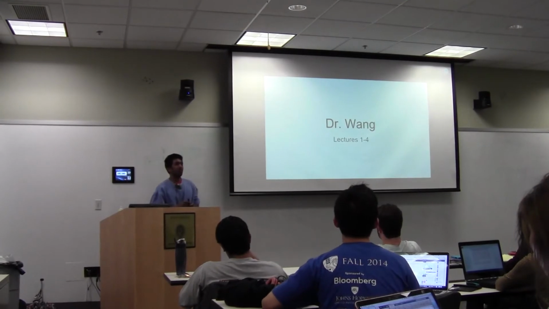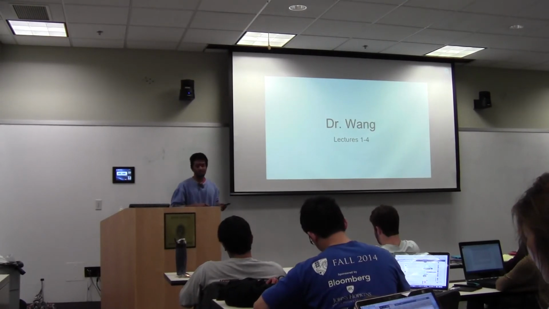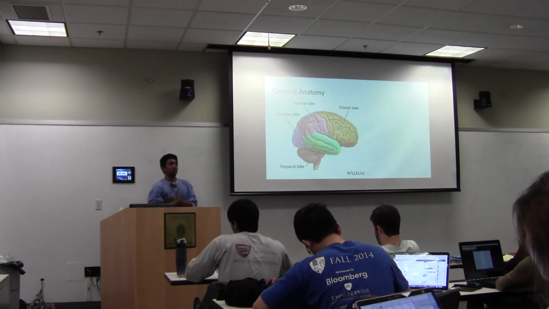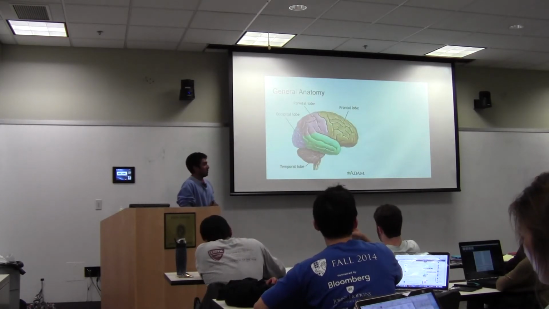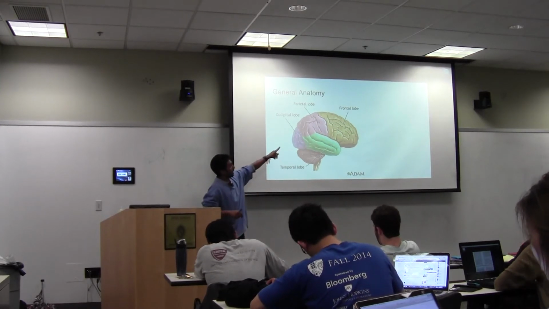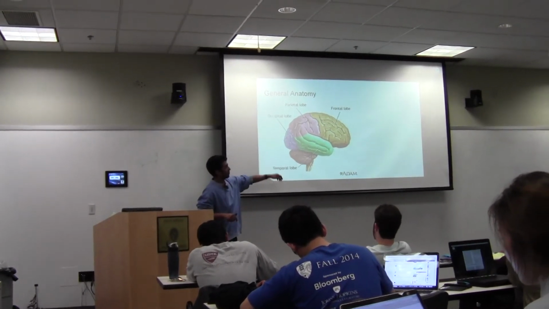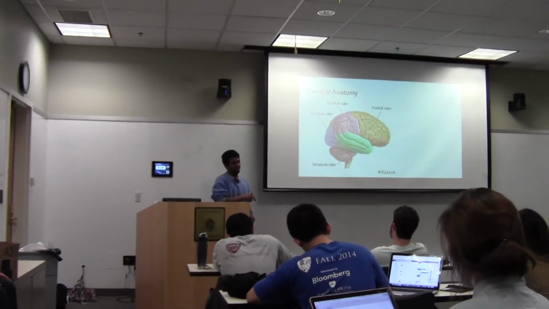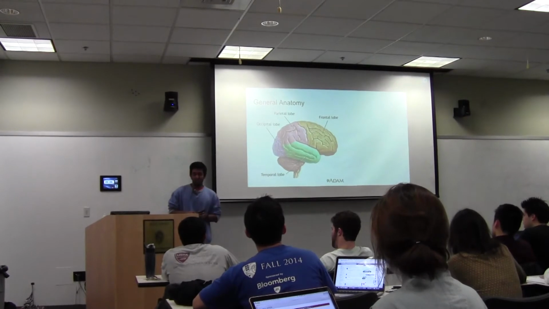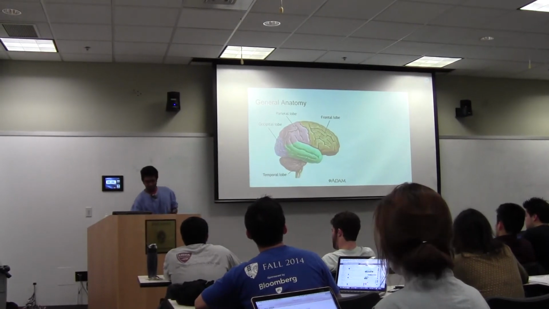So I'm going to be covering part of Dr. Wong's material, like the first couple lectures. So some general anatomy of the brain. There are 4 important lobes: the frontal lobe, parietal lobe, occipital lobe, and the temporal lobe. This is just general anatomy. You probably won't get asked that on the exam, but it's important to know, especially for future parts in the course.